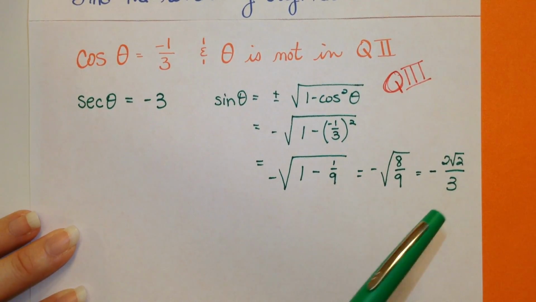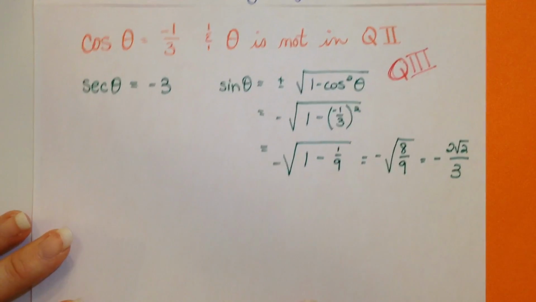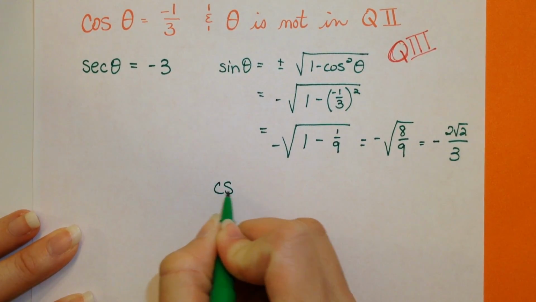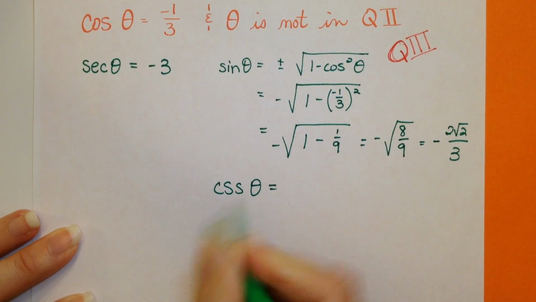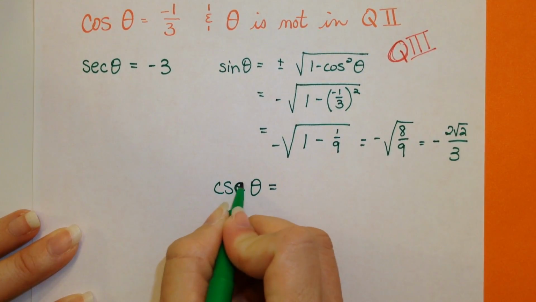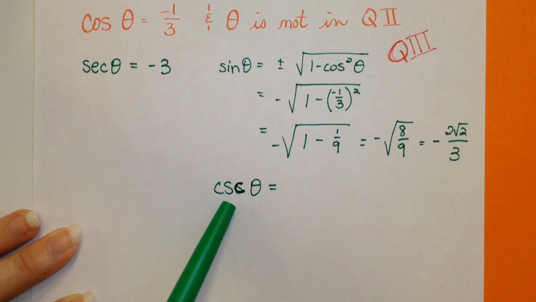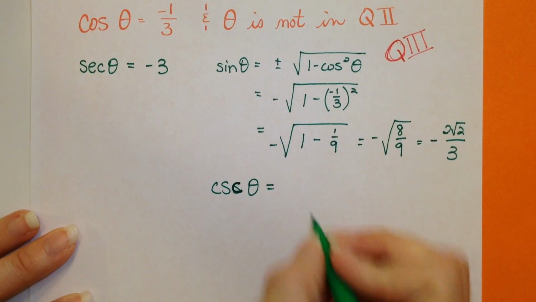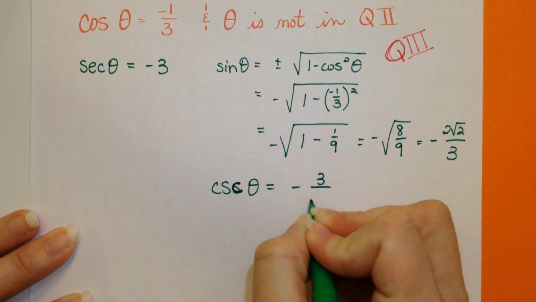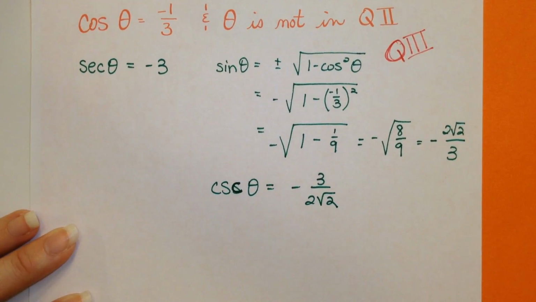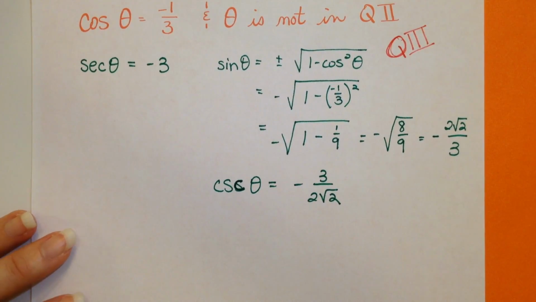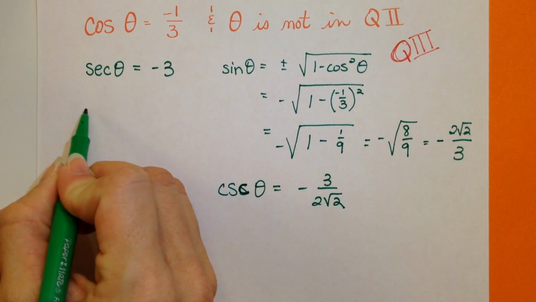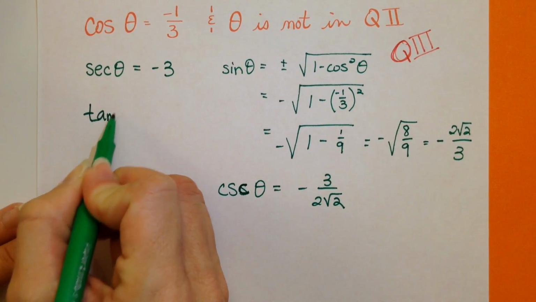Now, from here, the easiest thing to do next would be to get cosecant, because cosecant is always the reciprocal of sine, so we just need to take our sine value and flip it. So that'll be -3 over 2 square root 2. Now we're down to just tangent and cotangent. Let me come back up here and let's work on tangent.